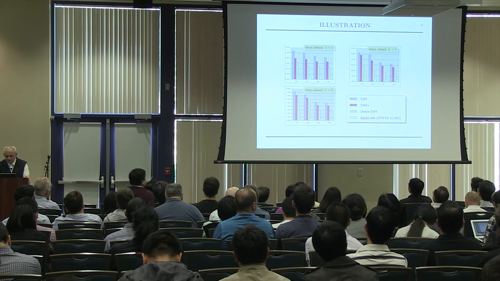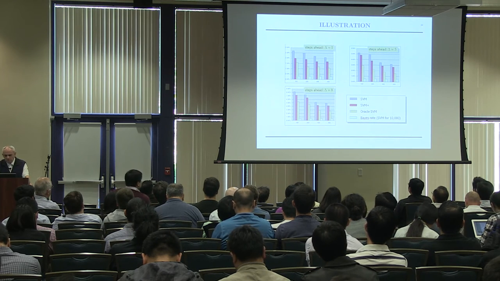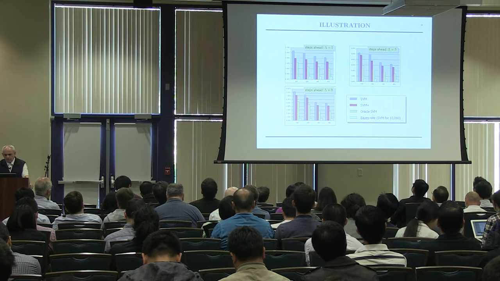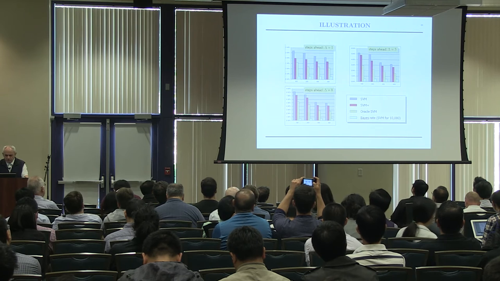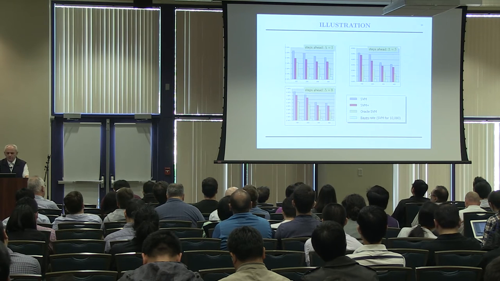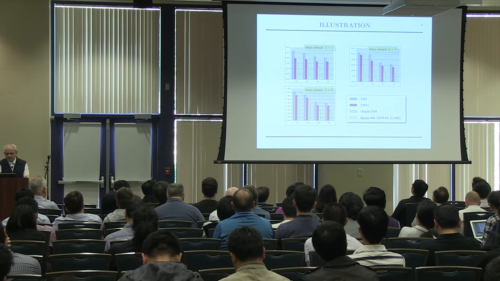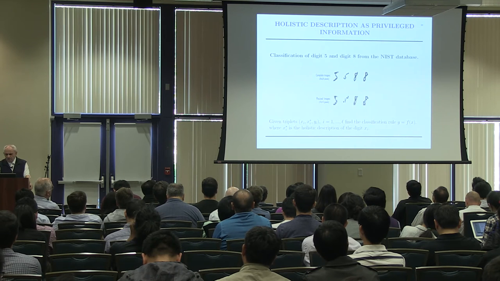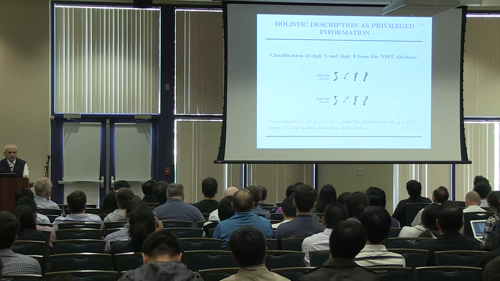So you have SVM performance, you have performance using the future, and you have privileged information, that is the red one. You have one step ahead, five steps, eight steps ahead, and everywhere it is better. And this is the most important part.